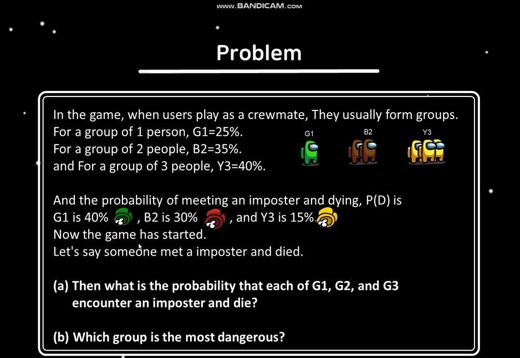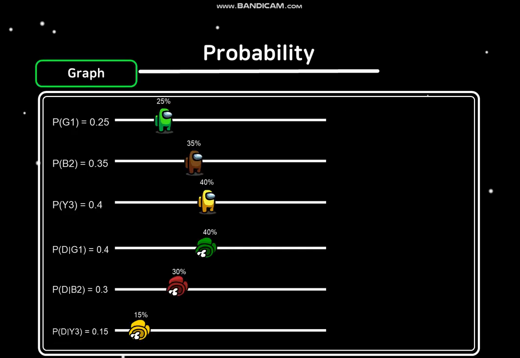Now the game has started, and let's say someone met an imposter and died. At that time, A: what is the probability that each of G1, B2, and Y3 encountered an imposter and died? And B: which group is the most dangerous? So let's see. Here is the probability information from the problem, and I organized it in a graph because it looks better. We're going to use this graph.